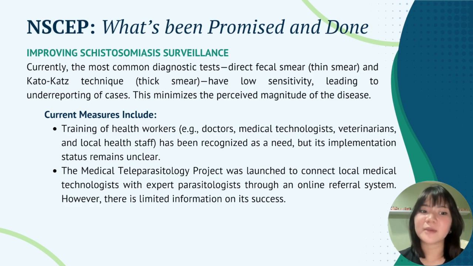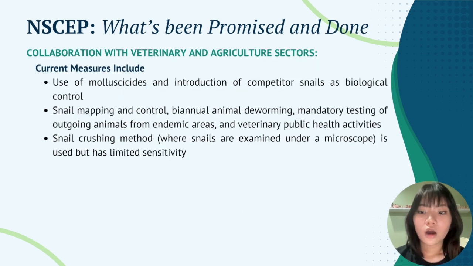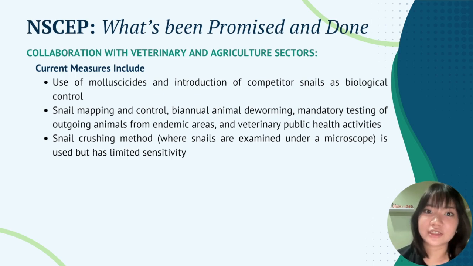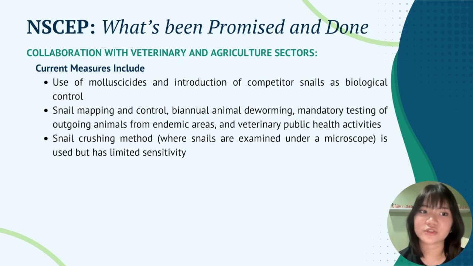Additionally, the Medical Teleparasitology Project was launched to connect local medical technologists with expert parasitologists online. However, there is limited data on its effectiveness. Other measures in the veterinary and agricultural sectors include controlling schistosomiasis through the use of molluscicides and using competitor snails as biological control, as snails are one of the main hosts of schistosomiasis.